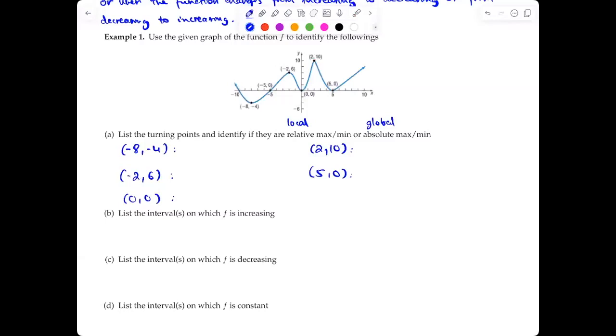Okay. So absolute, relative, minimum. What about -2, 6? Relative maximum. Yeah. Just relative maximum. The point 0, 0 is relative minimum. What about 2, 10?